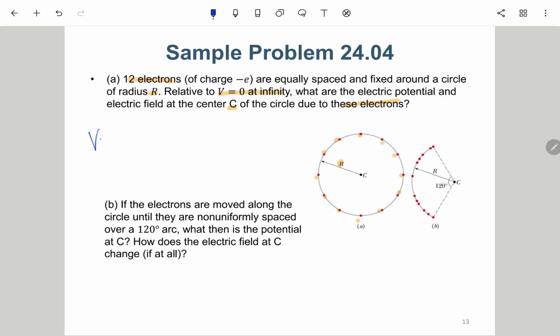So V is nothing but K times negative 12e over capital R. Nothing special: this is K, and then adding all the charges together. All are electrons, negative e, so totally 12. So negative 12e over capital R.